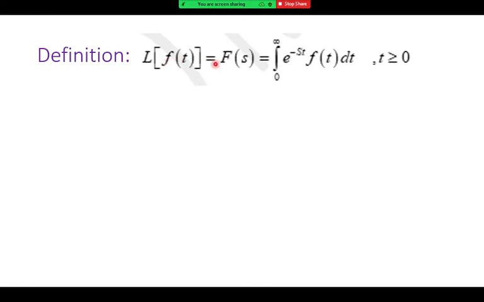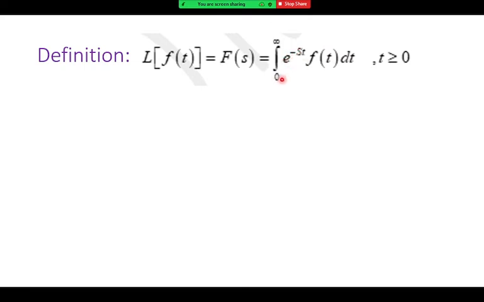You will observe another important thing. These two functions are different. So suppose small f of t is an algebraic function, it is not necessary that capital F of s is again algebraic. It can be trigonometric, it can be exponential. So the function will change completely. So we are transforming the function of t to the function of s with the help of this integral. This integral is known as Laplace of f of t.